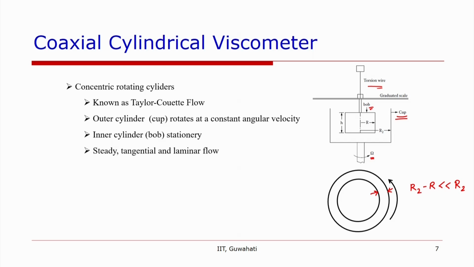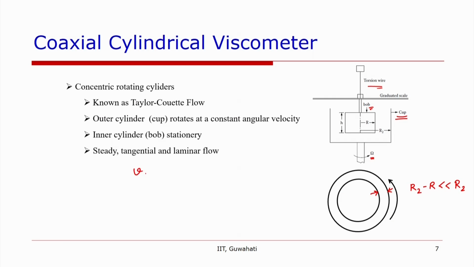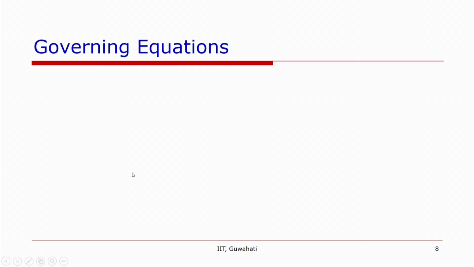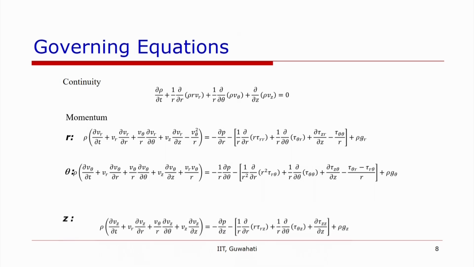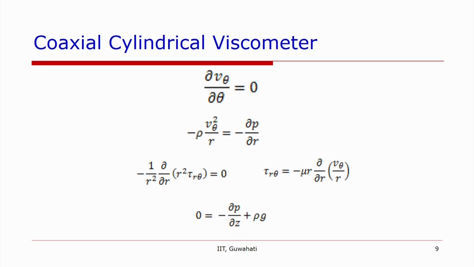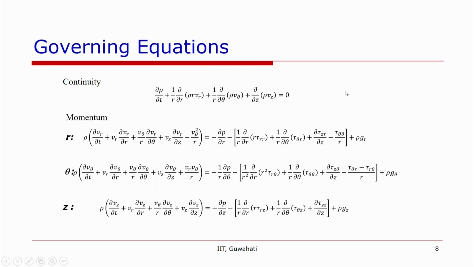The flow is steady, which is when we do the measurements, when the flow has become steady. The flow is tangential, so only the v theta component of velocity is there, that means Vr is equal to 0 and Vz is equal to 0, and the flow is laminar. Okay, so let us look at the governing equations, conservation of mass, momentum in r, theta, z, which is cylindrical coordinates, and try to look at different terms.